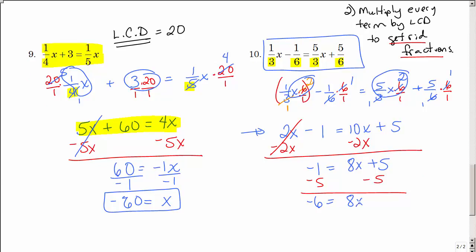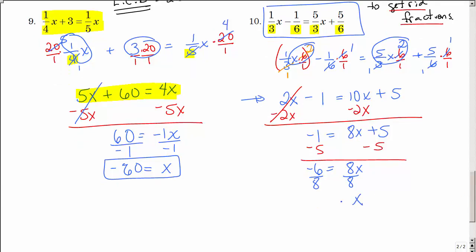So we've done a lot. We got rid of the fractions. I've got x's on one side, constants on the other, but now I have a coefficient of x, 8. So I can divide by 8 or multiply by 1/8. In this case, either one is easy. So I'm going to just divide by 8, and I'm going to get 1x, and then I have a fraction. It's going to be negative. Let's reduce it, and it would be negative 3/4.